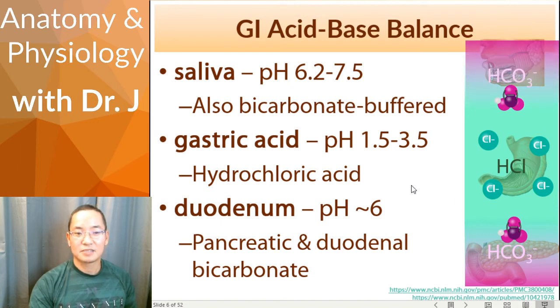So again, this is how you keep your acid where it is. Not only do you have the sphincters to keep it in the stomach, you also have chemical buffers that help to keep the acid where it's supposed to be in the stomach, so you don't digest the rest of your GI tract with your gastric acid.